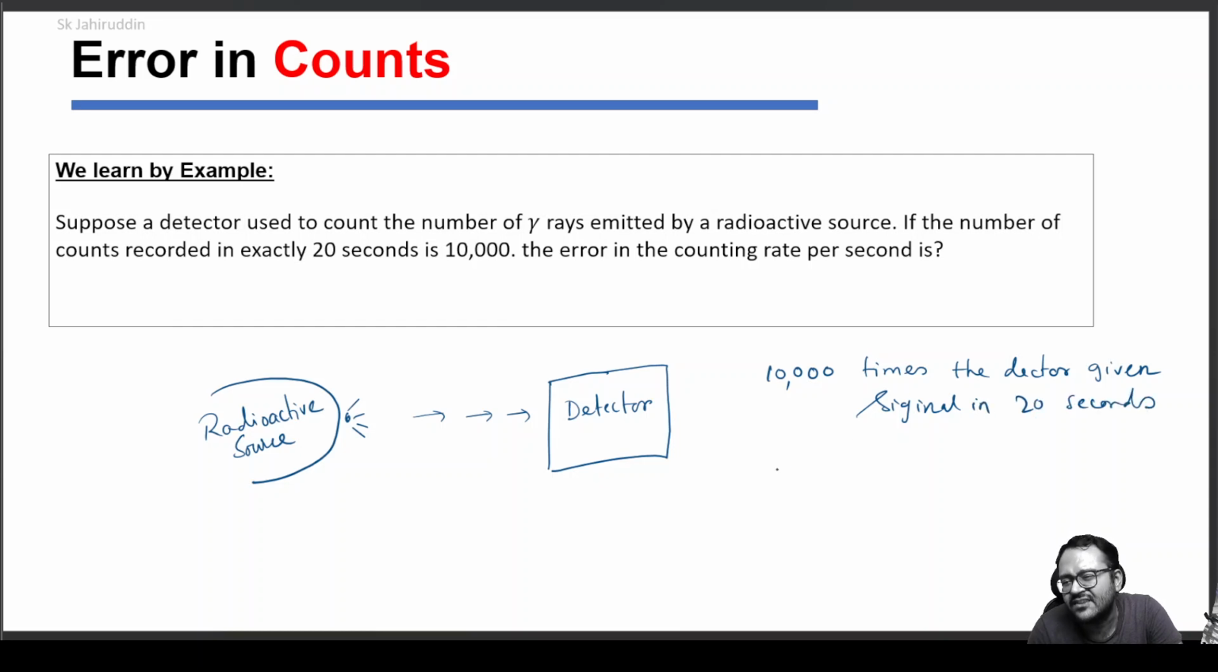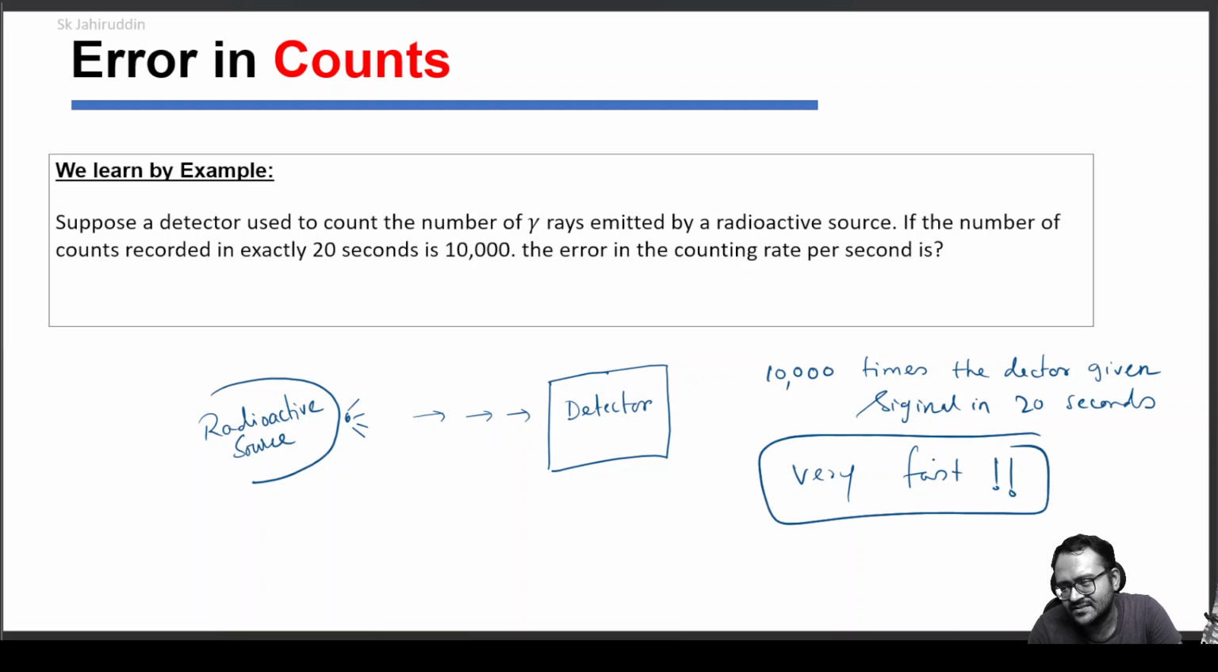And very fast. Very fast, isn't it? As humans, we cannot count this. In 20 seconds, we get 10,000 signals. Tick tock, tick tock. In 1 second, I can at most count 3, 4, or 5. But I cannot count 10,000 times of tick tock in 20 seconds. So 10,000 times the signal given in 20 seconds.